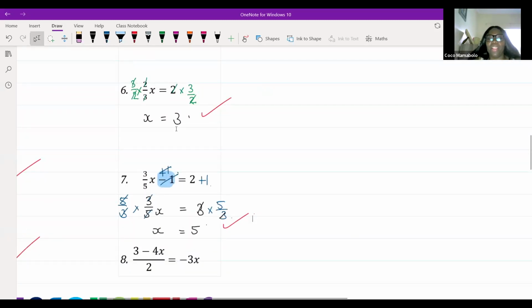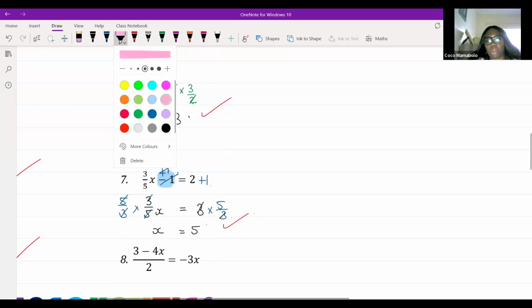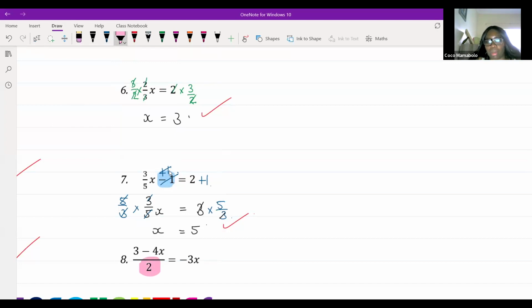Be careful. Okay, let's look at number 8 over here. Now, I know in number 8, the thing that's causing me problems is this 2 here at the bottom. So I'm going to multiply by 2 on this side, and I'm going to multiply by 2 on that side so that those 2 can cancel.